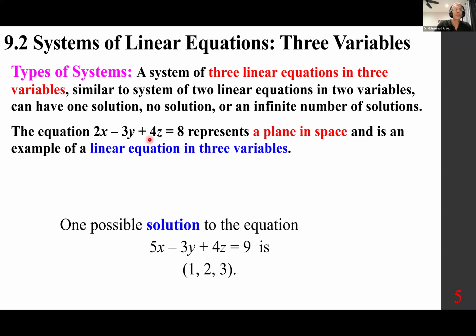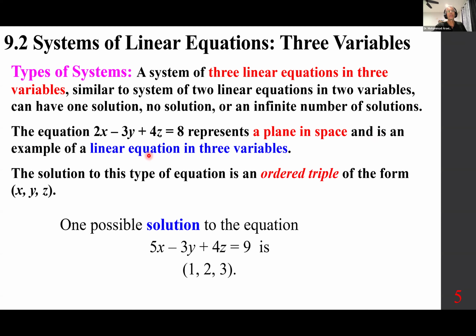The equation 2x minus 3y plus 4z equals 8 represents a plane in space and is an example of a linear equation in 3 variables. The solution to this type of equation is an ordered triple of the form (x, y, z).